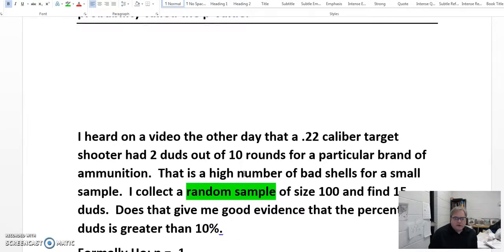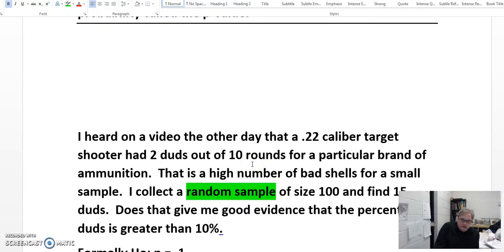So I heard on a video the other day, this person was target shooting, and they grabbed 10 rounds of a certain kind of 22 ammunition. They had a bucket full of it, and they had 2 duds out of 10 rounds. And that kind of just perked up my ears because I'm thinking, well, okay, so random sample? I mean, you just grab 10 rounds, so I can take that as random out of a bucket. But that seems pretty high. 2 out of 10, that's 20%.